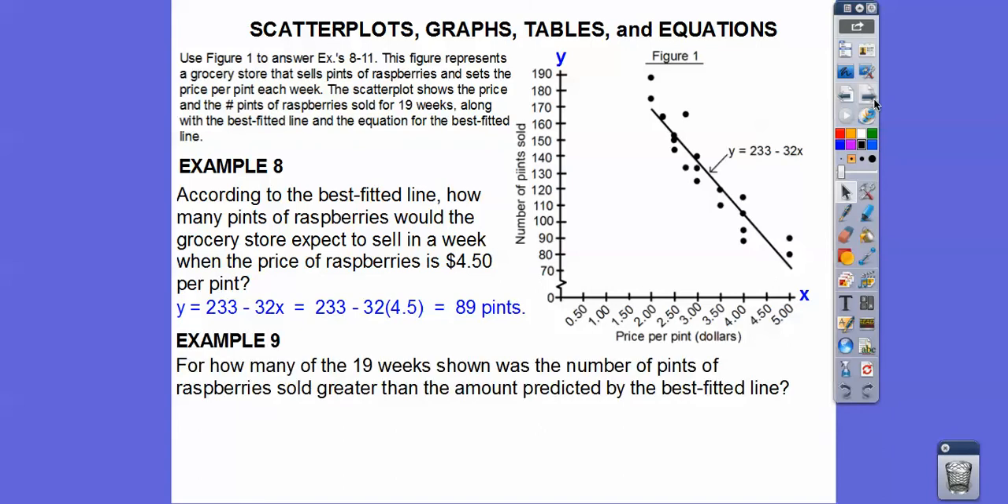For how many of the 19 weeks shown was the number of pints of raspberries sold greater than the amount predicted on the best fitted line? That's how many points are above this line right here. This is the best fitted line, the equation that gives us an estimate of all the other points. We just have to count up the dots that are above because it said greater than. All the dots that are above: 1, 2, 3, 4, 5, 6, and then these two, 7, 8. So there's 8 dots above the line. The answer is 8 weeks.